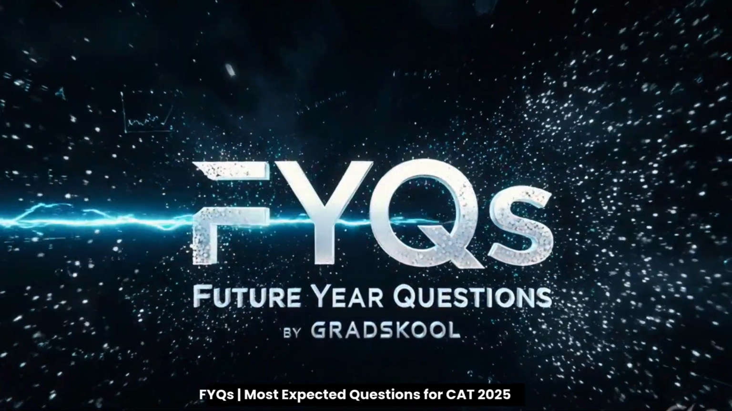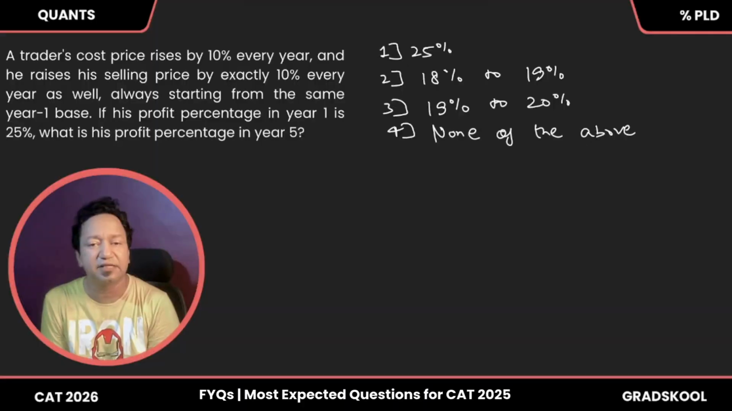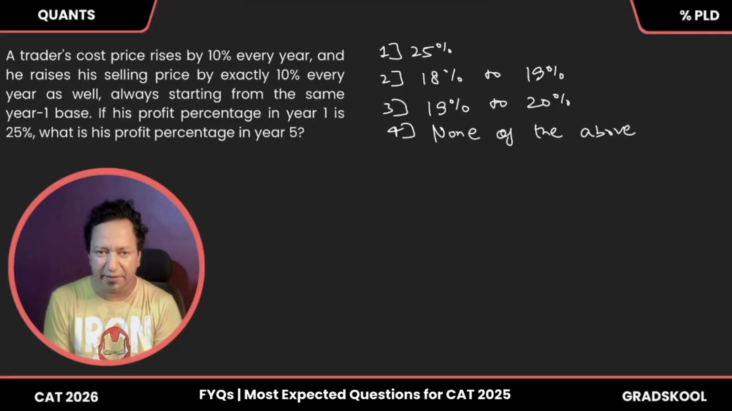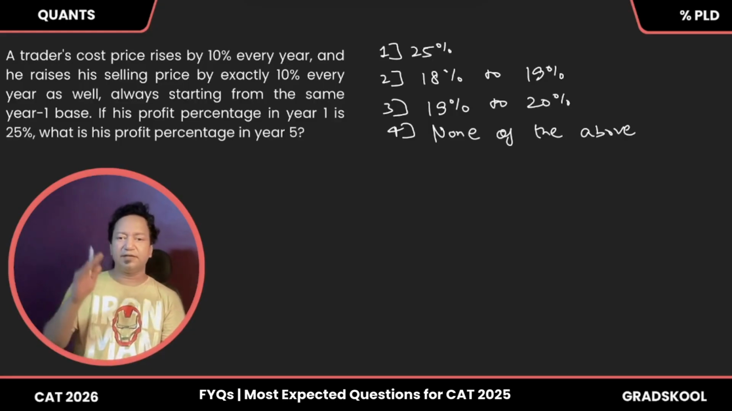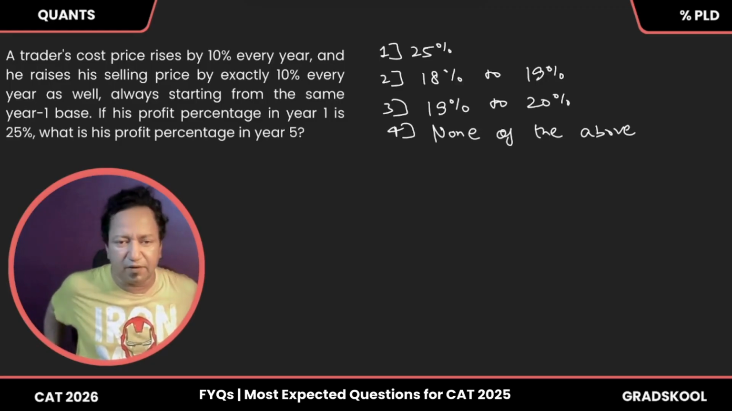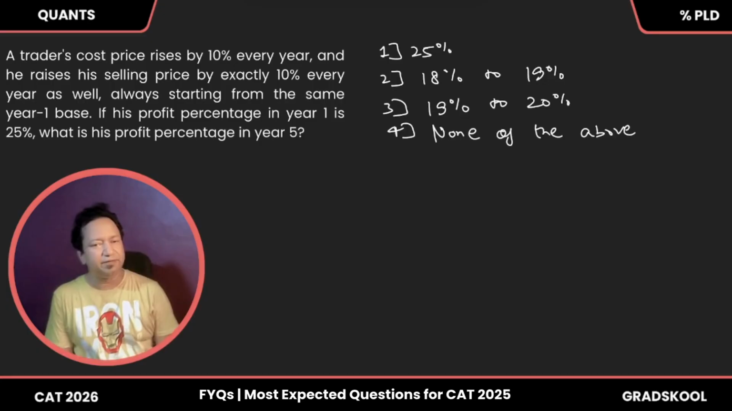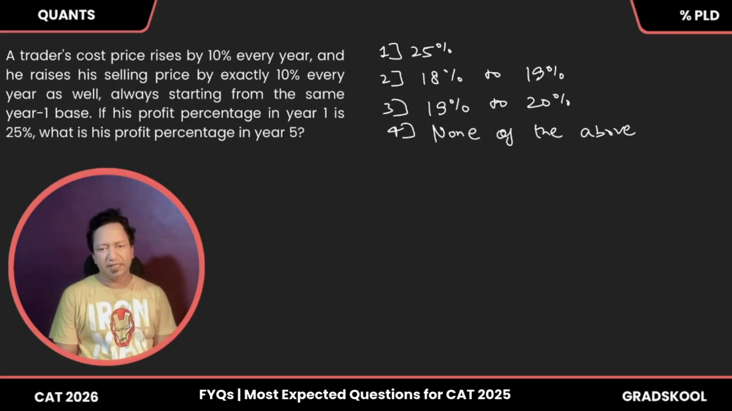Hey there. So the question says a trader's cost price rises by 10% every year, and he raises his selling price by exactly 10% every year as well, always starting from the same year one base. If his profit percentage in year one is 25%, what is the profit percentage in year five?